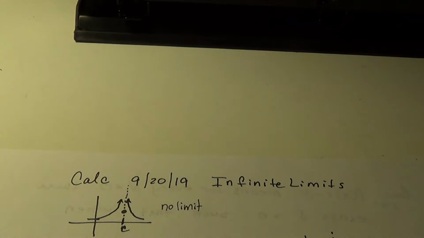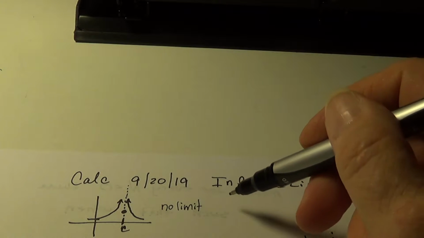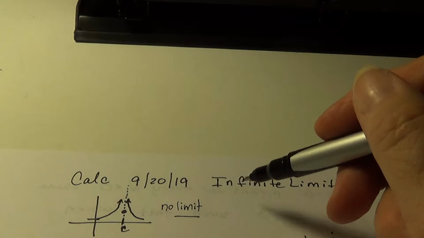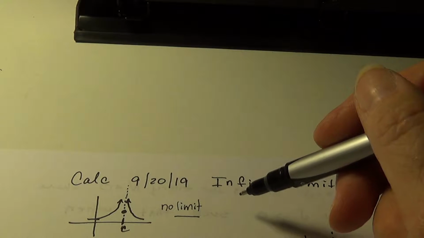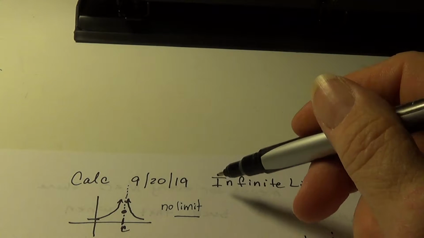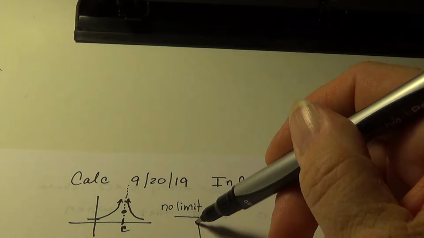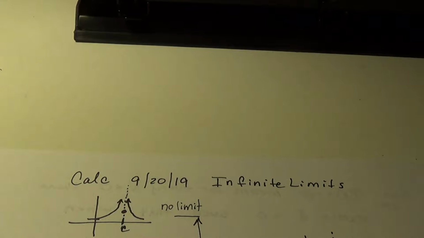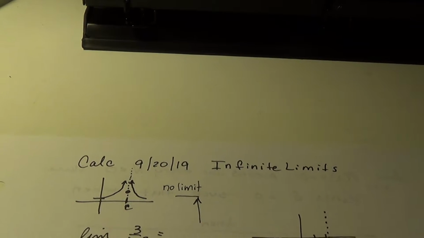So we're just going to fine-tune that idea. The reason I said it had no limit, when I got to thinking about it, is that in our delta epsilon definition of a limit, it said L was a number. If you look back at that definition, infinity is not a number, so that's why we come up with the no limit idea. So we're going to fine-tune that a little bit tonight.